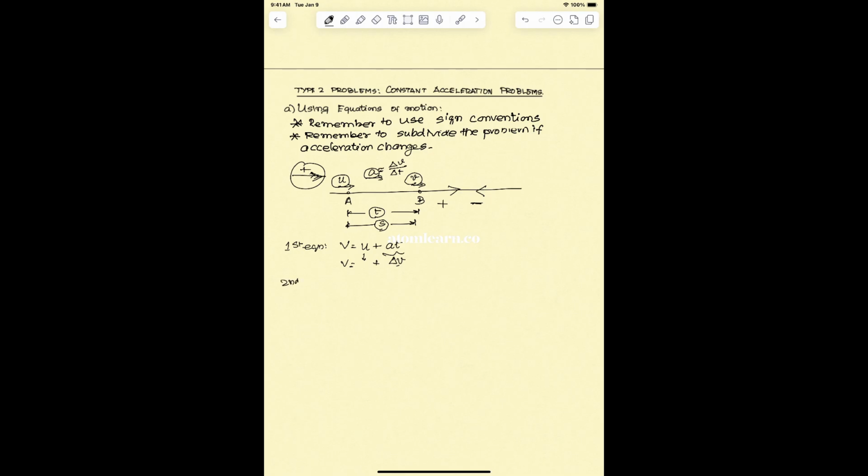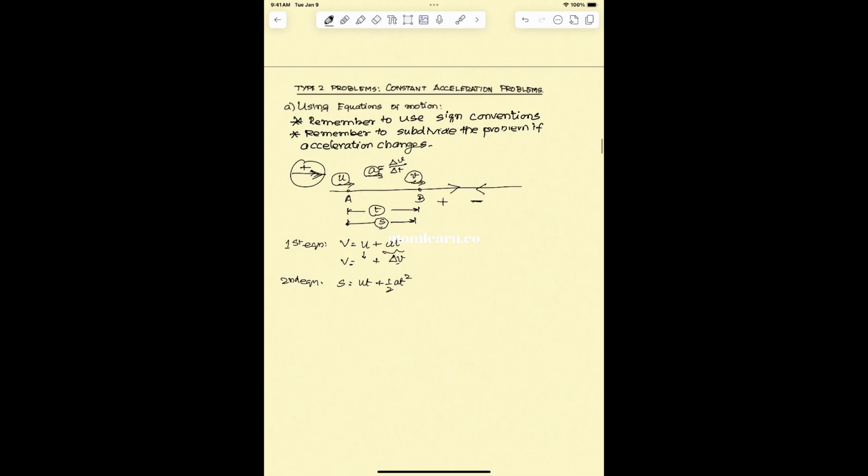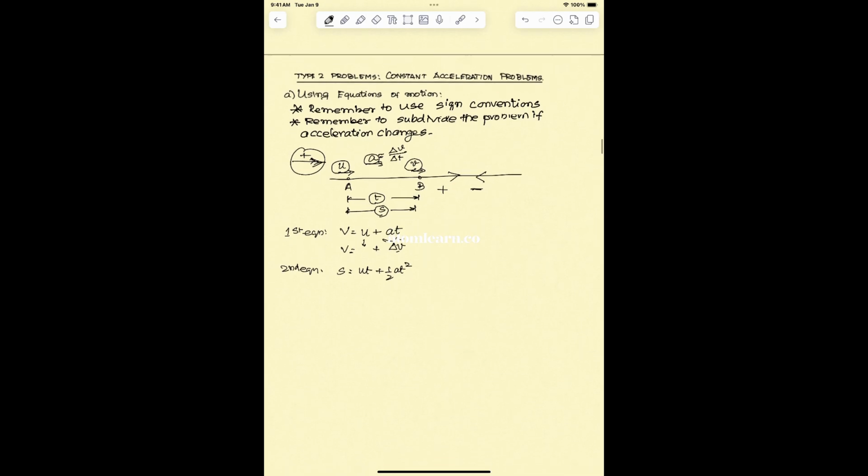Then the second equation of motion which you may be aware of is S equal to ut plus half at squared. Now what is the meaning of this? How this is got is very simple like this. Suppose there was no acceleration, and then you draw the velocity versus time graph. If there was no acceleration, then it continued to be only u velocity right through. Therefore, after a time t, what is the displacement covered? Nothing but the distance covered, nothing but velocity into time.